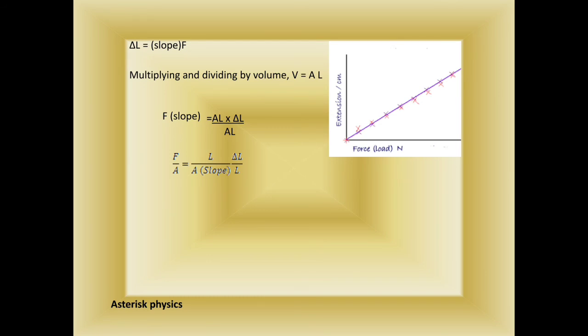On rearranging, we get F by A equals L divided by A into slope into delta L by L. For a given case, L is constant, area of cross section is a constant, and slope being another constant, L divided by A into slope is a constant. So we get F by A directly proportional to delta L by L. By definition, F by A is stress, delta L by L is the corresponding strain. That is, the stress is proportional to the strain in the elastic limit. Thank you.